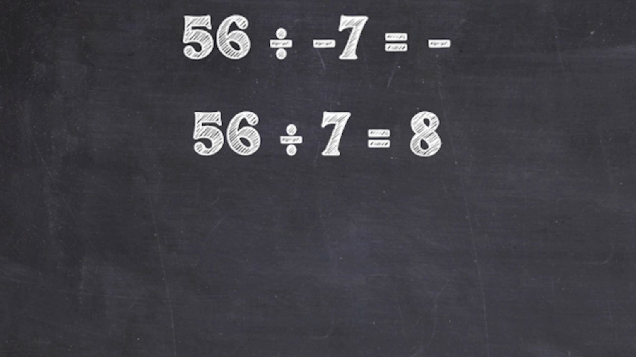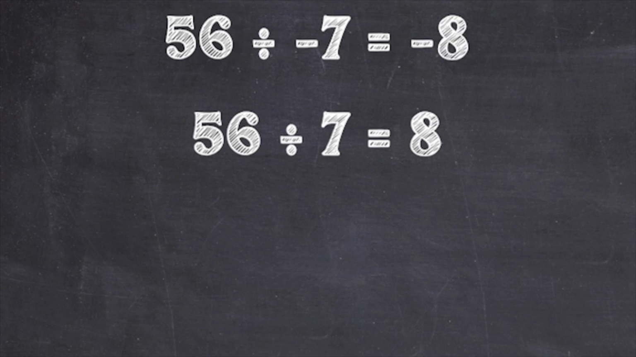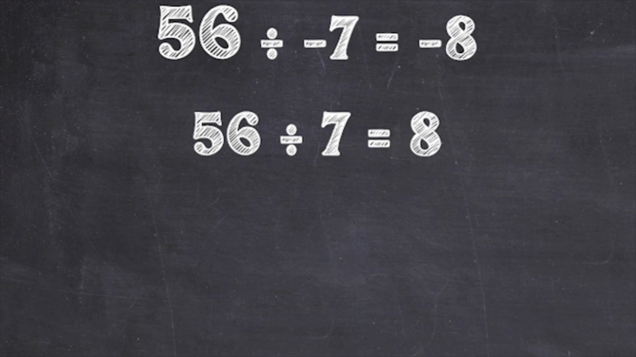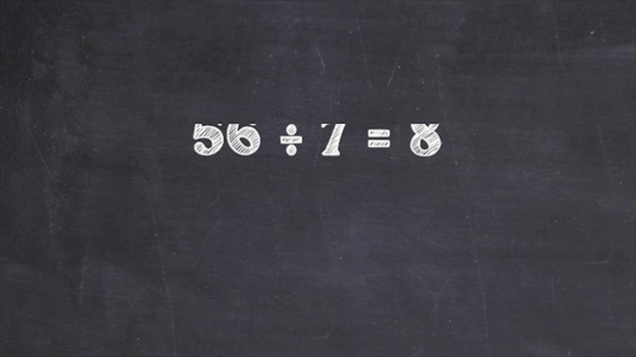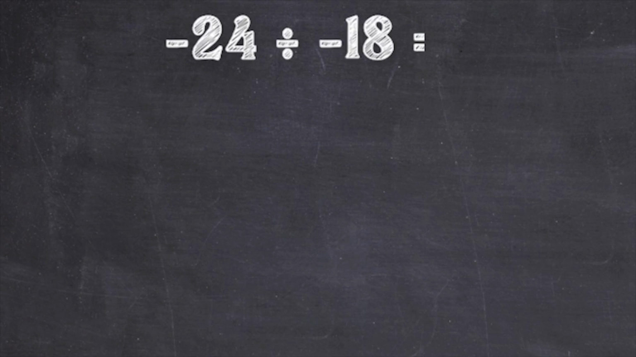That's 8. So let's write 8 next to the negative sign. Thus, 56 divided by -7 is -8. Here's another one. What is -24 divided by -18?